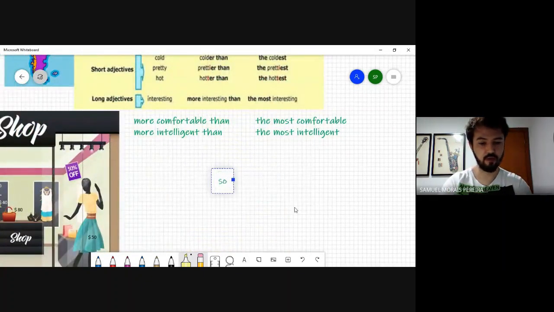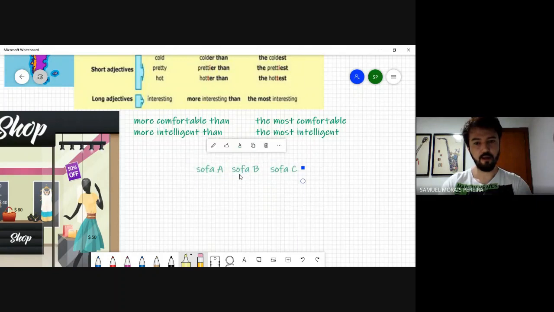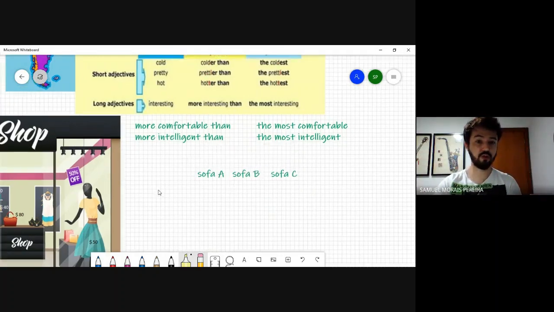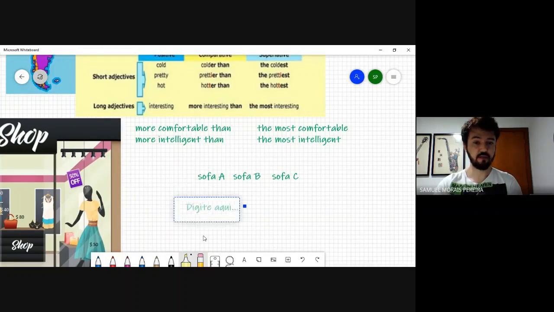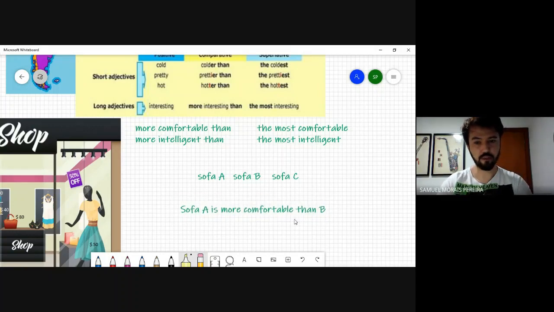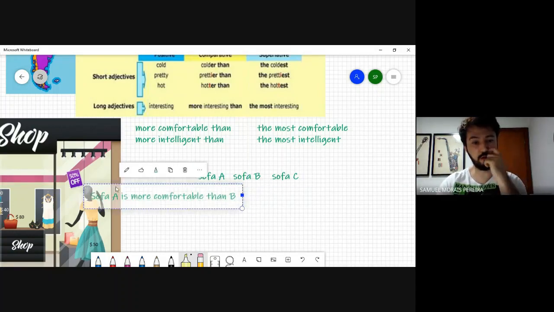So, imagine that you have sofa A, ok? Sofa A. You have sofa B, and you have sofa C, ok? If I compare only A to B, um com o outro, A to B, eu vou usar o comparativo, certo? Então, se eu falasse assim, o sofá A é mais confortável que B, eu falaria assim, sofa A is more comfortable than B, ok? Estou usando o grau comparativo. No comparativo, eu comparo um com o outro.